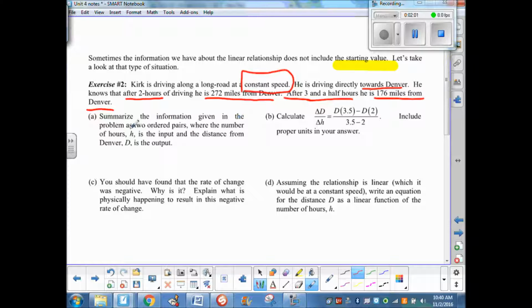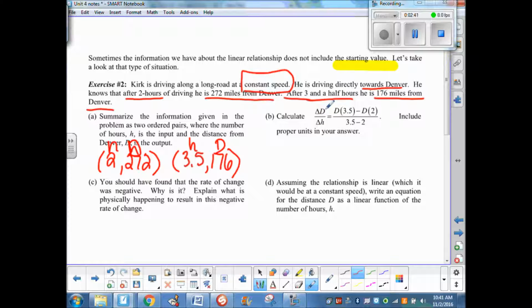So summarize the information given in the problem as ordered pairs, where the number of hours h is the input and the distance d is the output. So we are talking about 2 hours, 272 miles from Denver, and after 3.5 hours, 176 miles from Denver. Hours and distance from Denver. Part B says, calculate the change in d over the change in h.